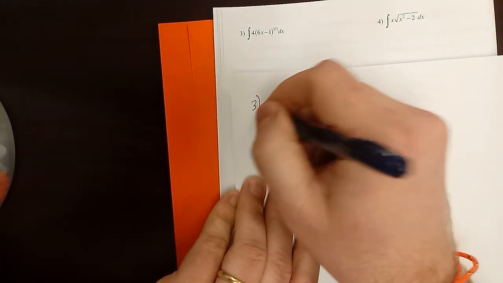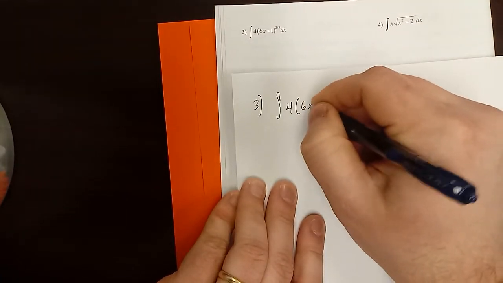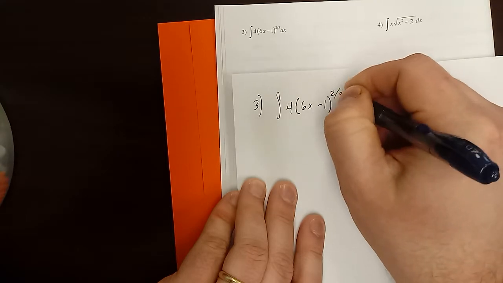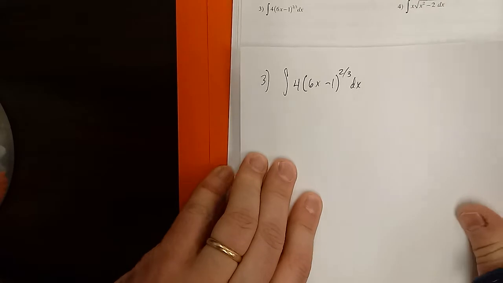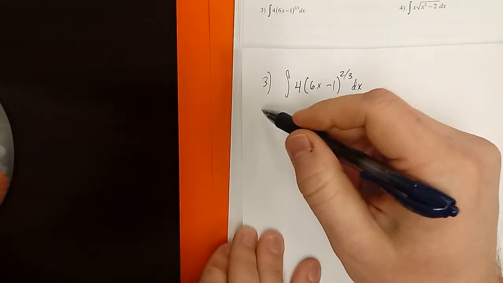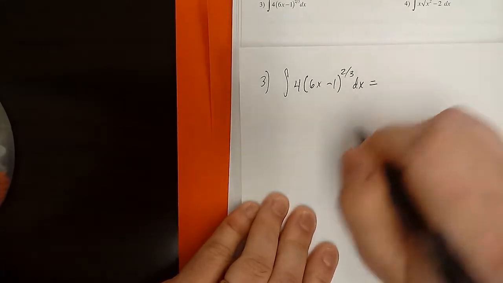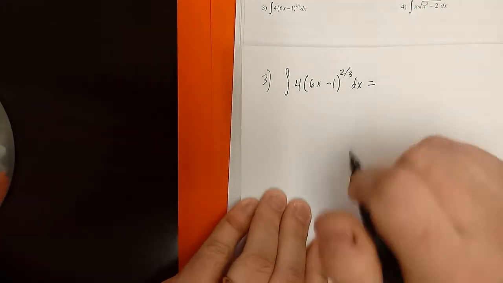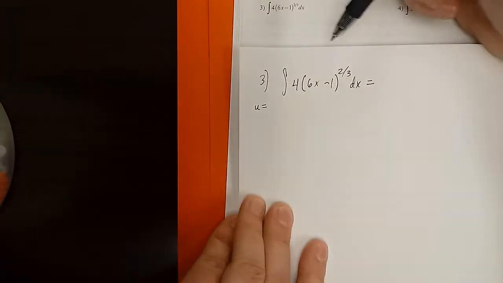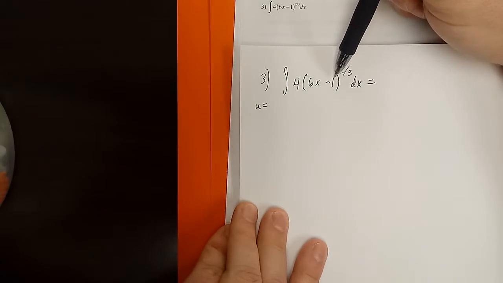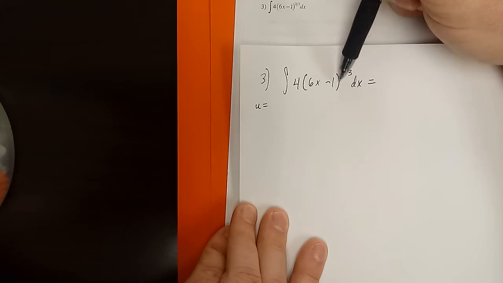So now we get to number 3. It says the integral of 4 parentheses 6x minus 1 all to the 2/3 dx. So with this one, you've noticed, or I don't know if you've noticed, I like to do my u work over here, and then I'll do equals and do my substitution over here. It's a helpful way to organize. So I'll say u is equal to, now let's pause. I see 6x minus 1 here. I see a 4 here. The thing that's the troublesome part is this stuff inside here.